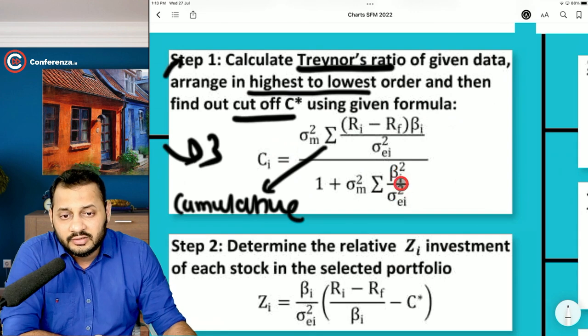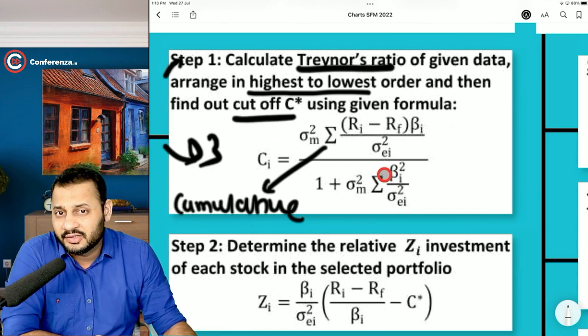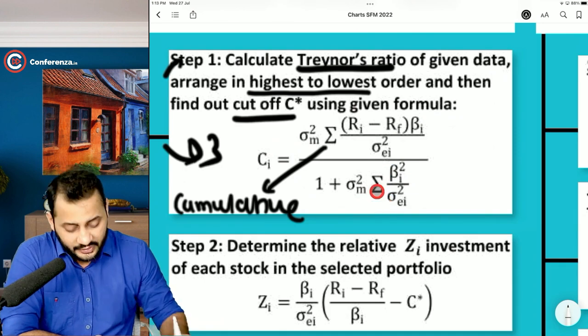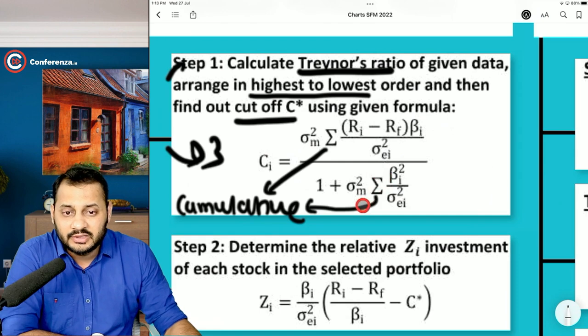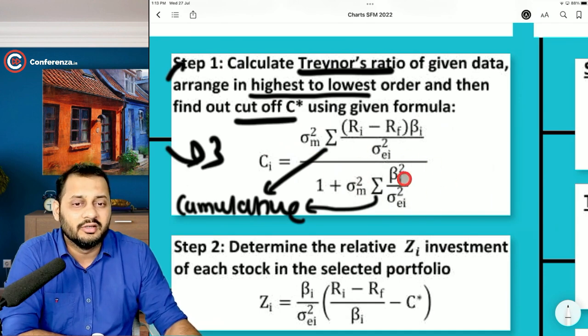And then inside the summation symbol, you have beta square in the numerator, that is the variance of the systematic risk, divided by the variance of the unsystematic risk. Systematic, unsystematic. And then you are going to again do the cumulatives at all the points, multiply it with the market variance as you did in the numerator, and then add 1. So this is somewhat you will learn over a period by practice.